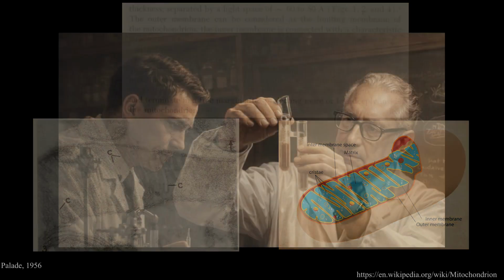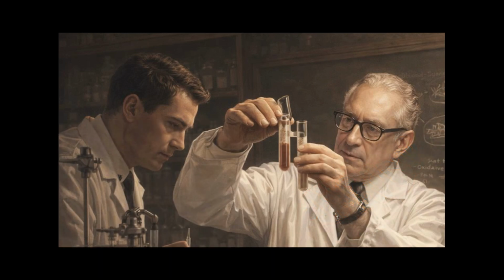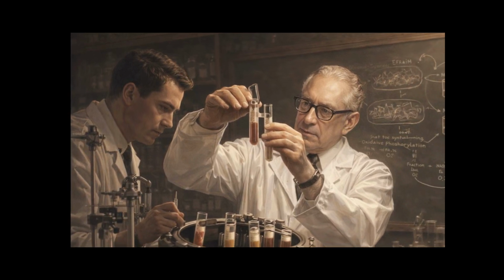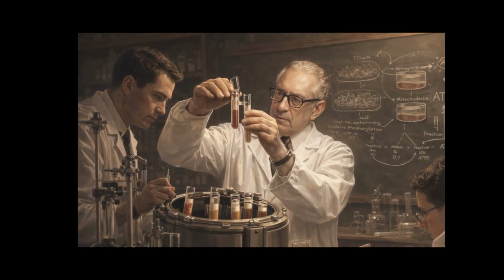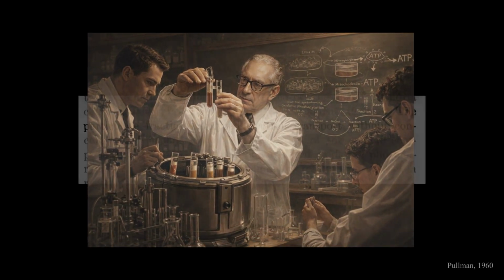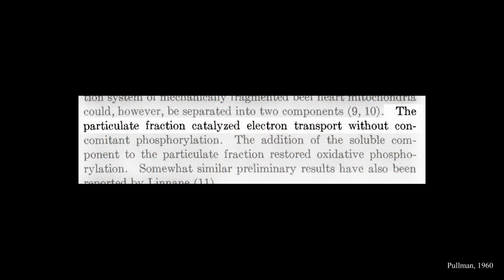In the late 1950s, a mitochondrial fraction of animal tissues was found to be required for the generation of ATP by oxidative phosphorylation, and Racker and his group were able to further separate it into two fractions. The particulate fraction catalyzed electron transport without concomitant phosphorylation. The addition of the soluble component to the particulate fraction restored oxidative phosphorylation.